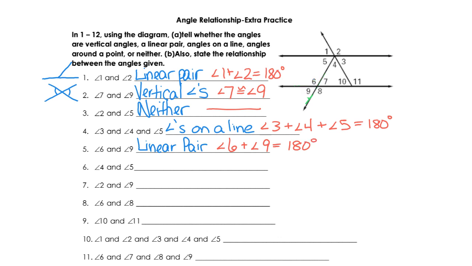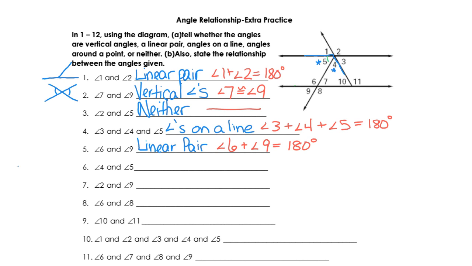Okay. Next one's up, angle 4 and angle 5. So angle 4 and angle 5 do not lie all on a straight line. They lie on something like that. So they're not vertical. Those aren't a bow tie. Not a linear pair because they're not on a line. Angles on a line? No. Angles around a point? Doesn't go all the way around. And so I'm going to have to go with neither.